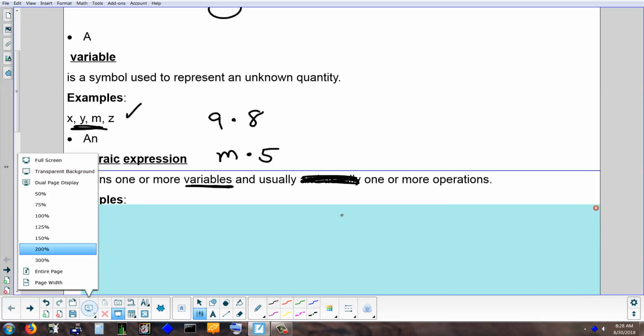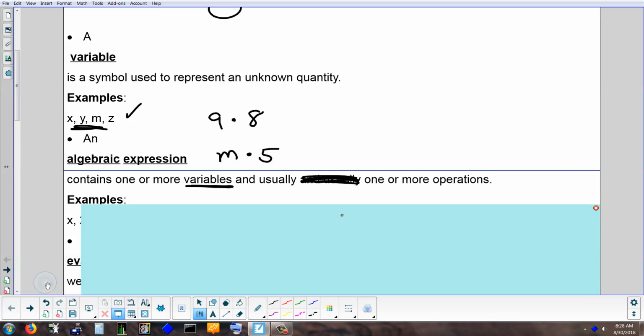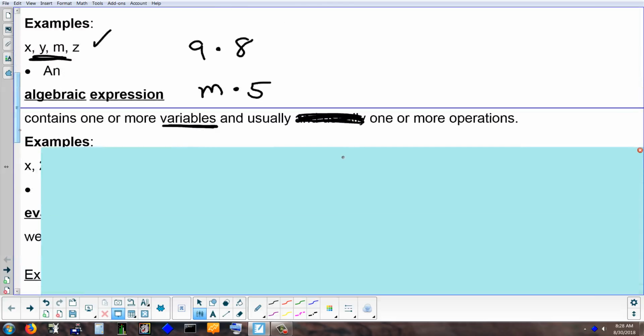Okay, make it a little bigger. Here's another one, X. Just X. The definition says usually contains. Doesn't say it has to. So technically a variable by itself is still an algebraic expression. But usually it has an operation in there, kind of like the one we just did.